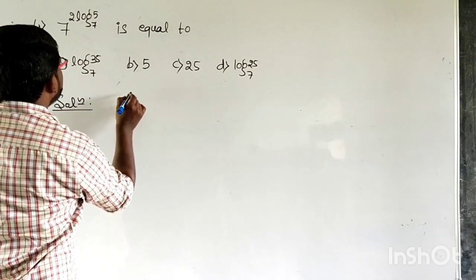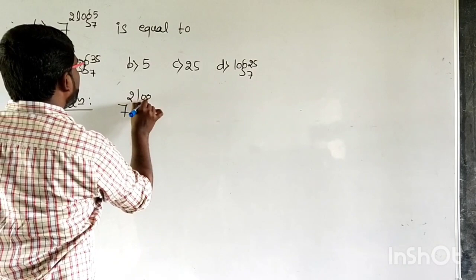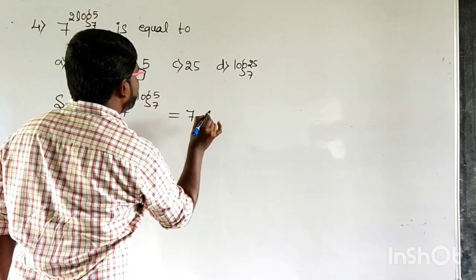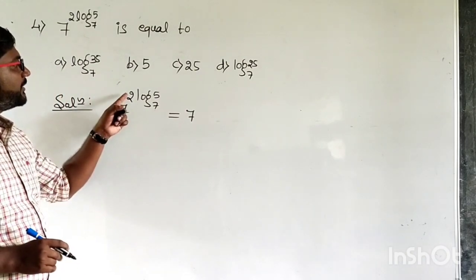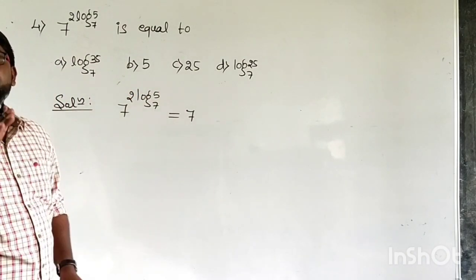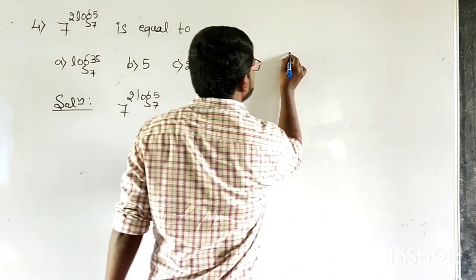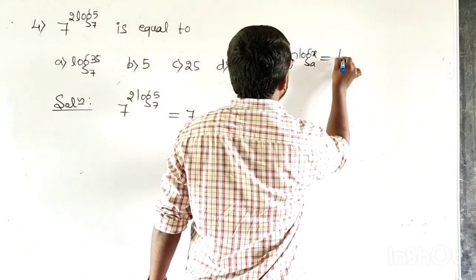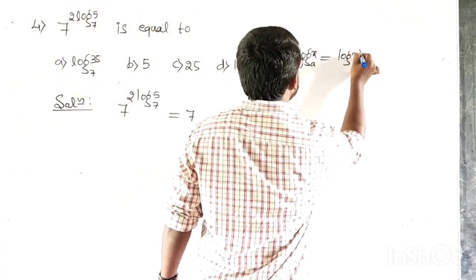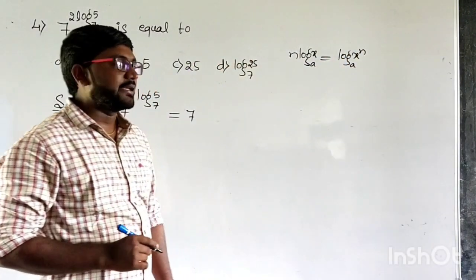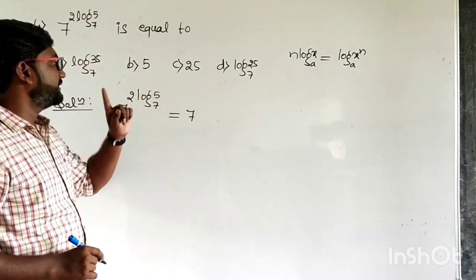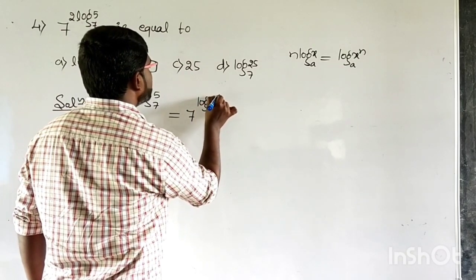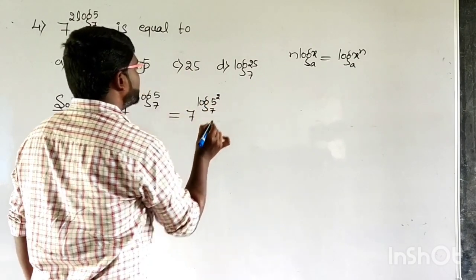7 to the power 2 log 5 to the base 7, which is equal to, I write 7 as it is. Now this is in the form of n log x. n log x to the base a can be written as log x to the power n to the base a. Now I take 2 this side. So now we get log 5 square to the base 7.